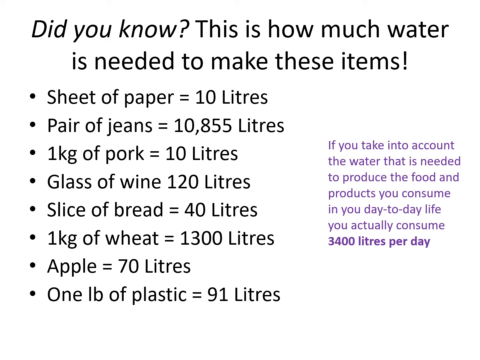Even an apple requires 70 litres of water. The tree will have taken that up in order to produce the apples. A pound of plastic, 91 litres. So all these products, and that's just a few, require thousands of litres.